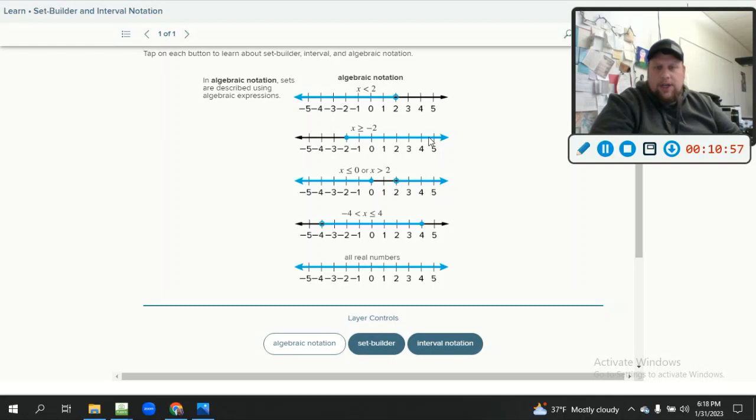This one's a little bit different. We have a closed dot at 0 and shaded to the left, so that would be x is less than or equal to 0. But we also have an open dot at 2 and shaded to the right, and that would be x is greater than 2.